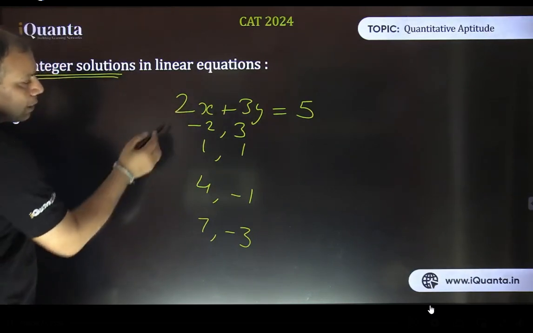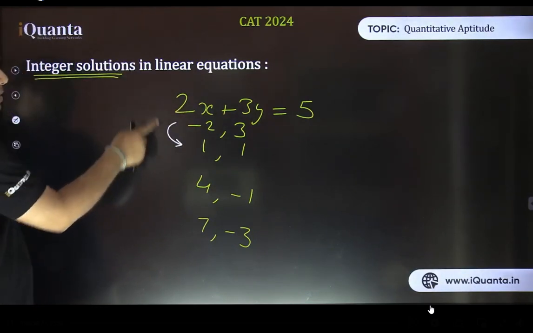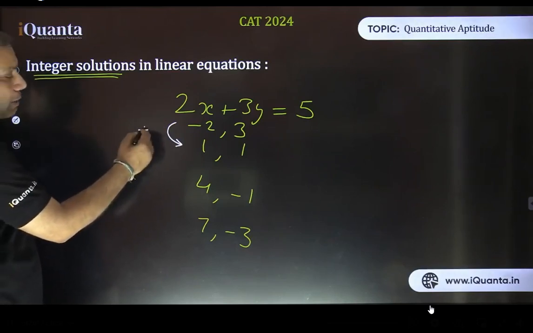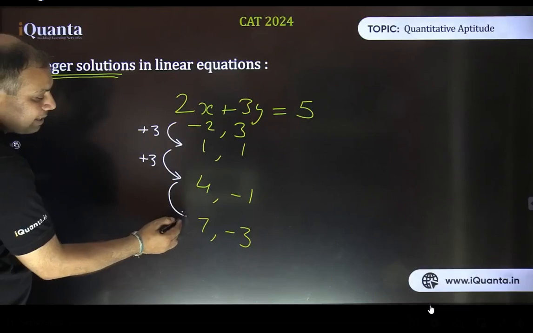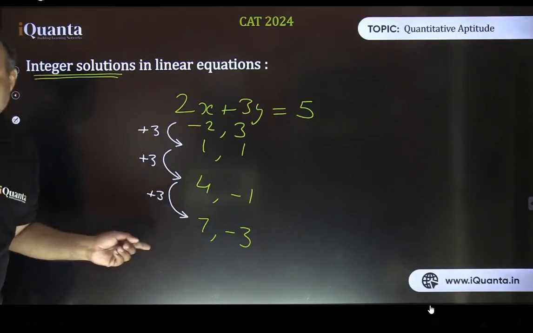If I check the values of x, from minus 2 to 1, how much increase is there? There's an increment of 3, right? It is plus 3. From 1 to 4, again it is an increment of 3. From 4 to 7, again an increment of 3. Every time there is an increment of 3.